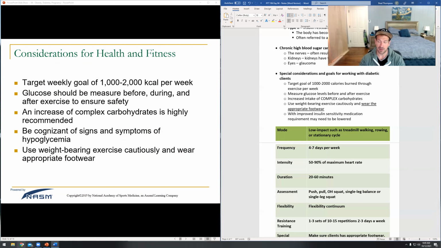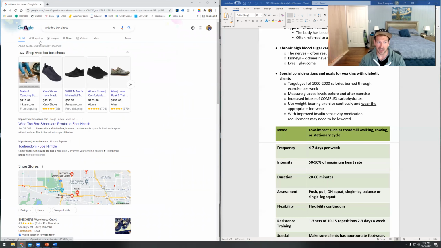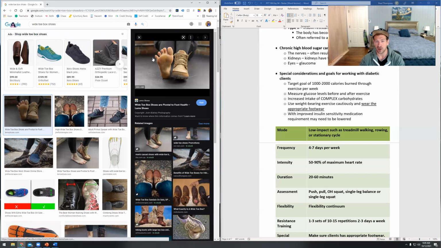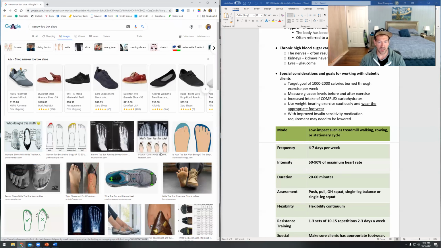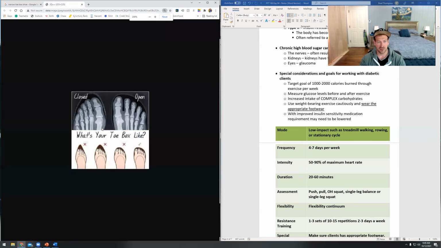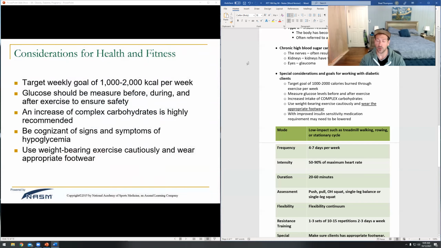Encourage your clients to make sure that they have a shoe with a wide enough toe box, so that their toes can actually spread out, rather than a narrow toe box, which is going to, look at this, right? You can see the feet are all jammed up in this version here. That's a blister right there, guaranteed. Versus here, the toes can spread out. So make sure that they have the appropriate footwear. If they have diabetes, that is actually going to be important.